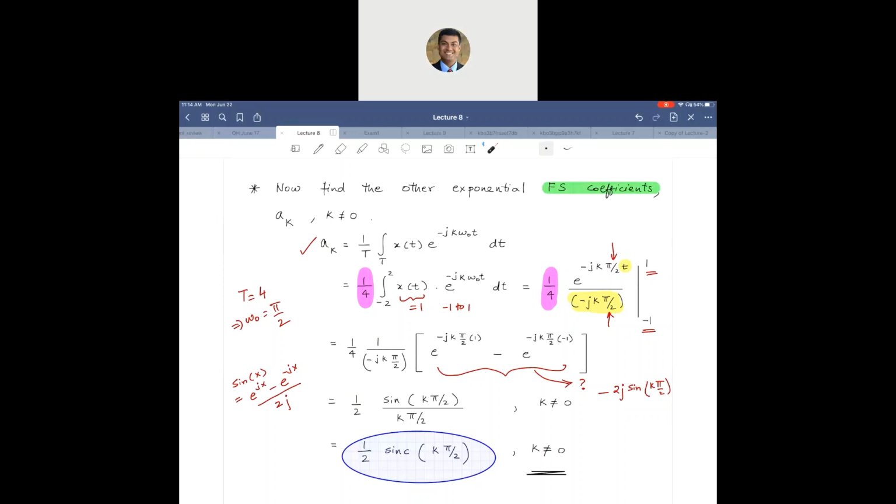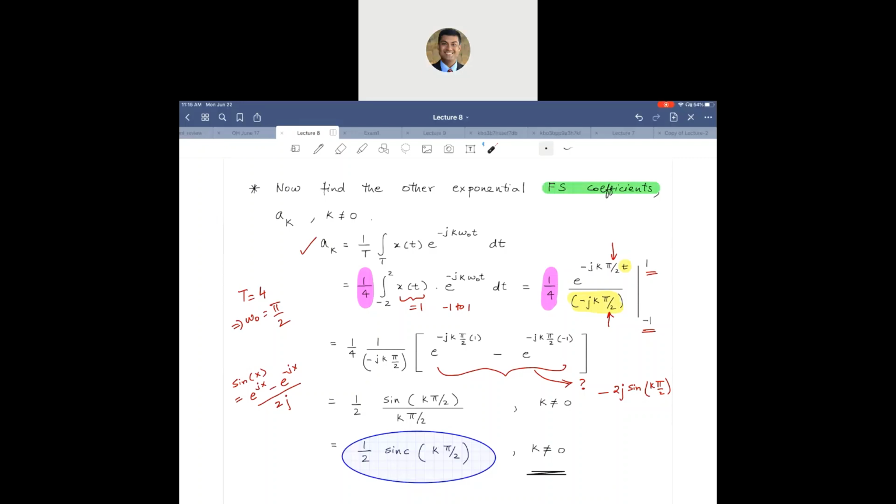So a sub k in general is 1 over T integration over one time period of x of t e to the negative j k omega naught t dt. This is projecting x of t onto each of those orthogonal complex exponentials to find their coefficients. The a sub k is essentially the magnitude of that projection.